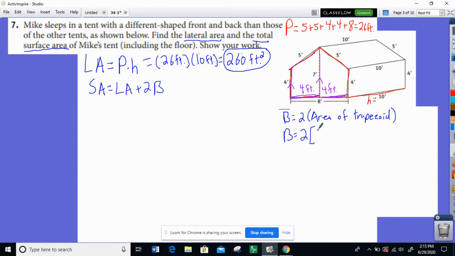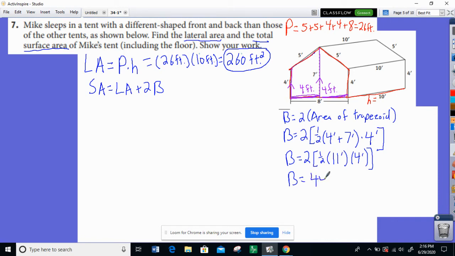Well, what's the area formula for a trapezoid? It's 1/2 base 1 plus base 2 times the height, 4 feet. So PEMDAS would tell us to do what's inside the parentheses first, so 1/2 times 11 feet times 4 feet. And now, since this is all multiplication, we can just multiply this all out. 2 times 1/2 is 1. 11 feet times 4 feet is 44 square feet.